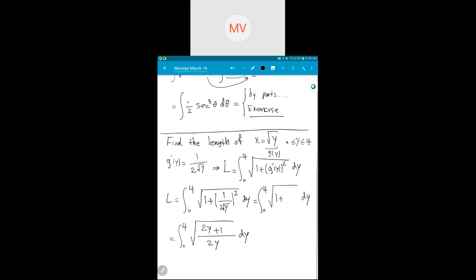Okay. So that was 1 plus 1 over 4y. So it's going to be 1 over. How do we do this integral? Well, let's play with it. It's 0 to 4. On top, we have 4y plus 1. And down here, we have 2 root y dy.